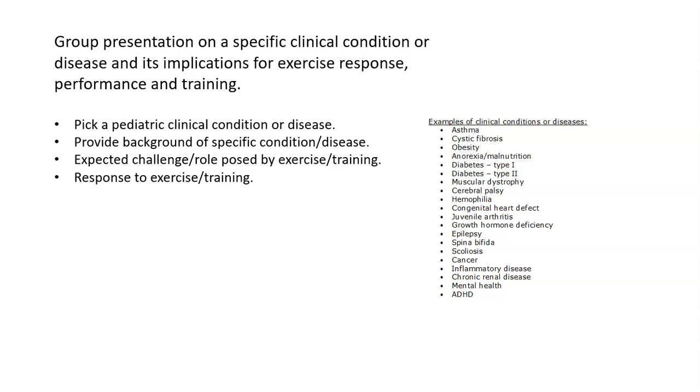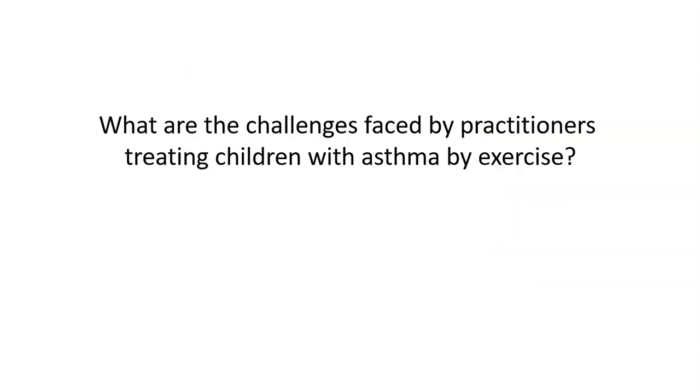Provide background information on a specific disease and condition, so you have to know something about it. Expected challenges or roles posed by exercise and training, which is all about the course, and the response to exercise or training as well. Asthma is what I'm going to use. Here's my research question. What are the challenges faced by practitioners treating children with asthma by exercise? Pretty neat question. There's a body of knowledge. We have to glean from it, be critical, and find literature that helps support our presentation and your write-up, and to be better informed as an example of something you may be doing as a clinical practitioner, as a health policymaker, or just someone working in the field.